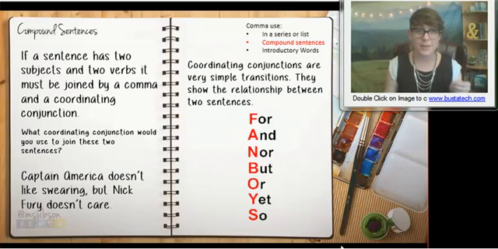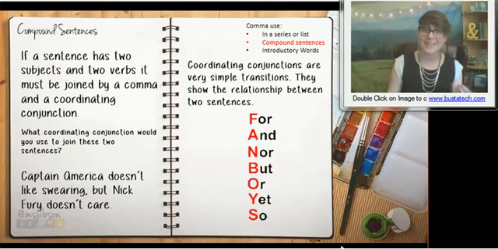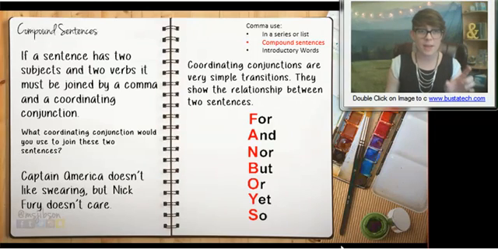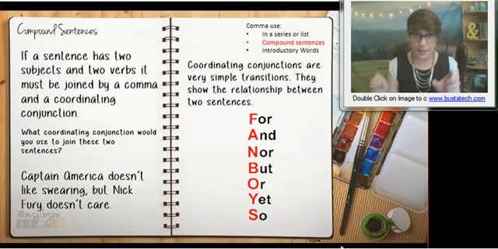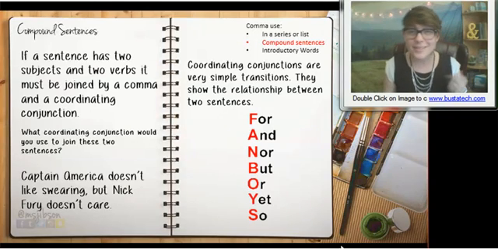With one more example, Captain America doesn't like swearing, but Nick Fury doesn't care. So that's just another example for you to see. Okay, here's my first thought. Captain America doesn't like swearing. So we have a subject and a verb in that thought, right? Captain America doesn't like. And then in our second sentence, Nick Fury is the second subject. Doesn't care is the second verb. So you're allowed to join these sentences to create a compound sentence using a comma and a coordinating conjunction. FANBOYS!